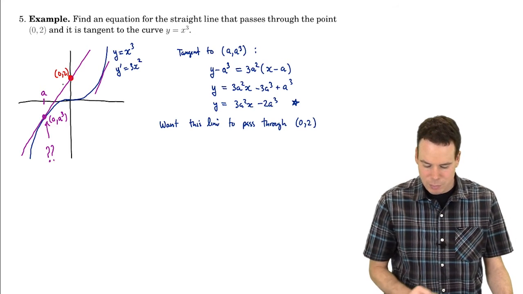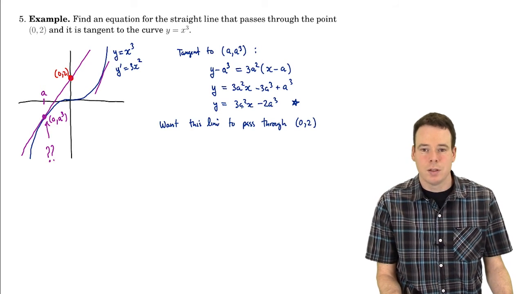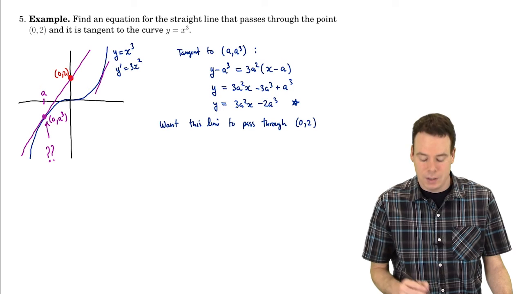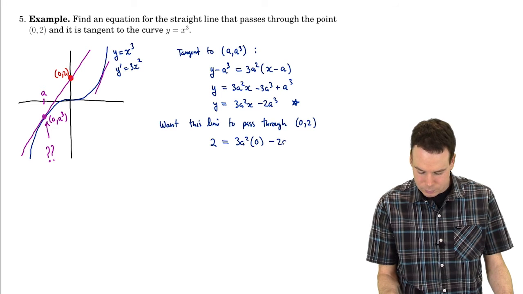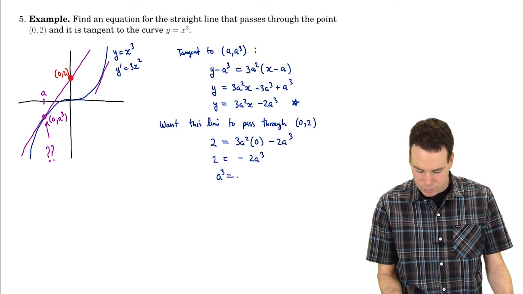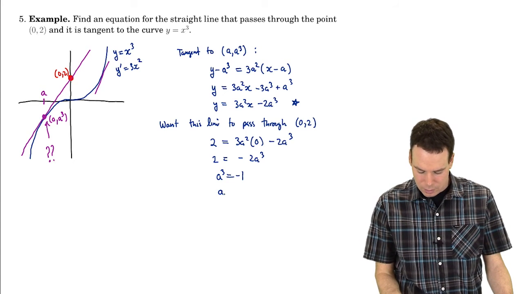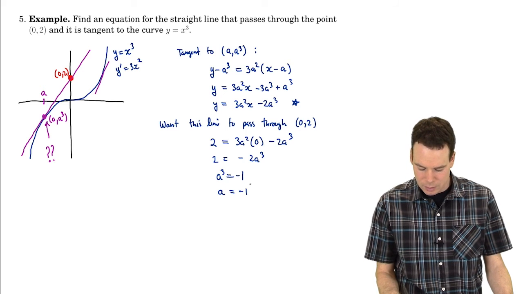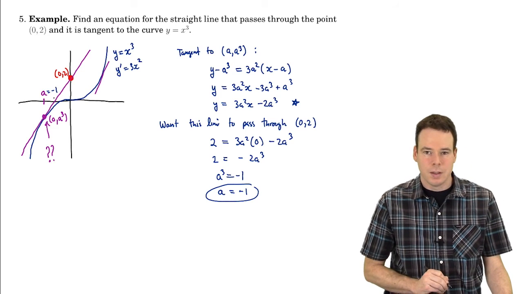Let's jot that in our diagram. There's (0, 2). We want it to pass through that point. So what does that mean? Well, it means if we take x equals 0 and y equals 2 and plug it into the equation above, it should satisfy that equation. So y equals 2, x equals 0, gives us the equation 2 is equal to negative 2a cubed, or a cubed is equal to negative 1. So it gives us an equation that a must satisfy. And this tells us then that a has to be negative 1. So we know what a has to be. It has to be negative 1.